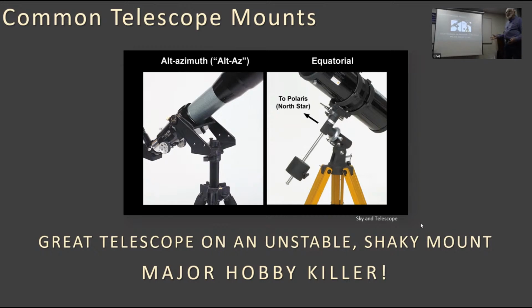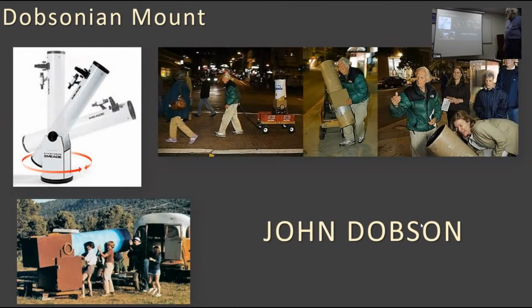With either one, you can get good or bad mounts. The main thing you want is a good, stable, sturdy mount, instead of a little shaky mount. So go for the mount, because it's very important that you have a stable telescope, or you're going to be very disappointed. Nowadays, we have Dobsonians, and for years, all we had was equatorial mounts.